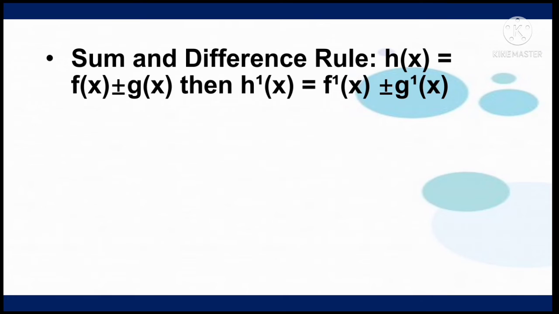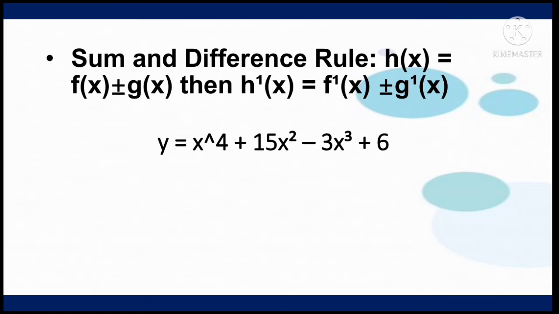It is also noted that there are many cases where, in one equation, several rules are required for us to apply. For example, here in the sum and difference rule, where h of x is equal to f of x plus or minus g of x, then the derivative of h of x, or h prime of x, is equal to f prime of x plus or minus g prime of x.